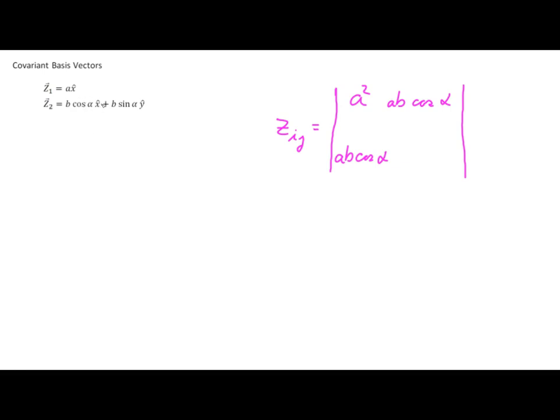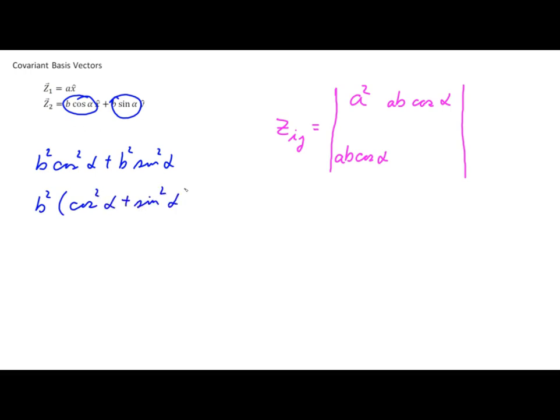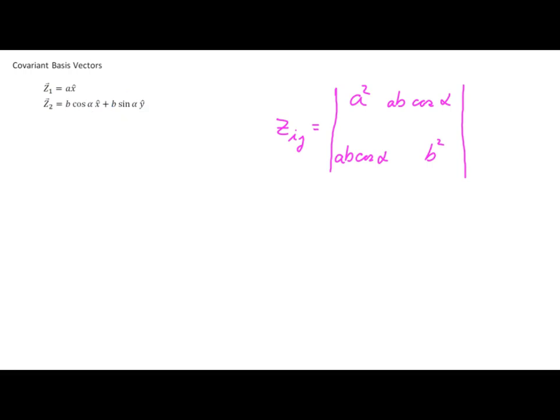And finally, we're going to determine z2 dot z2. Using the Cartesian form we have here, that is just the square of this term plus the square of that term. So we'd have b squared cosine squared alpha plus b squared sine squared alpha. I'm sure you can see that this is b squared times cosine squared alpha plus sine squared alpha, which in the end is just b squared because all of this is equal to 1. So this is just b squared right over here.